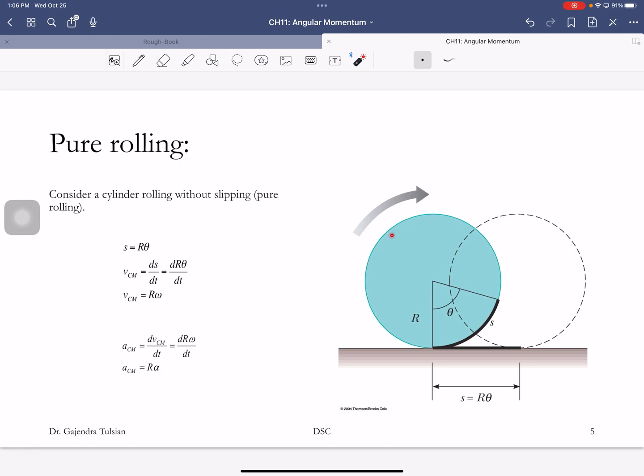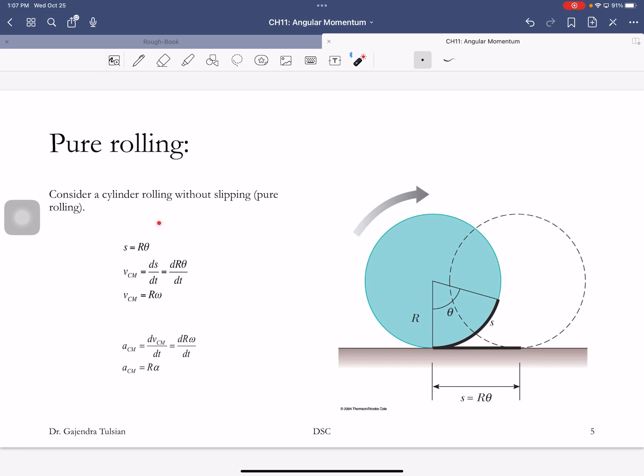All right, so now let's look at a wheel that is rolling without slipping. You can mark a line on the wheel, and when the wheel has rotated through an angle theta, this line comes to the bottom. And the wheel has moved this distance. It has rolled that distance, and that distance S is R times theta.